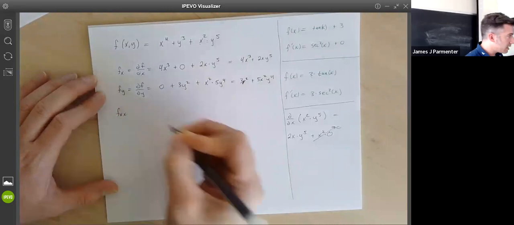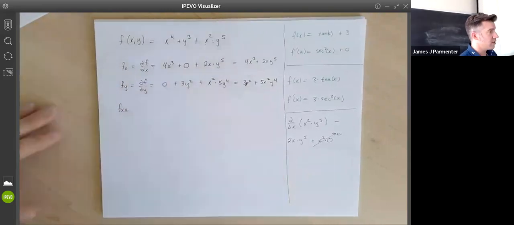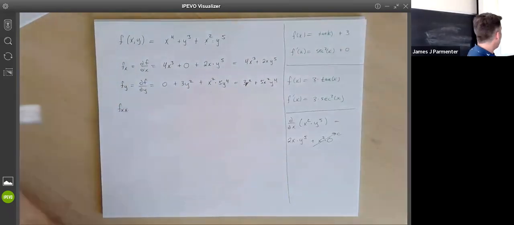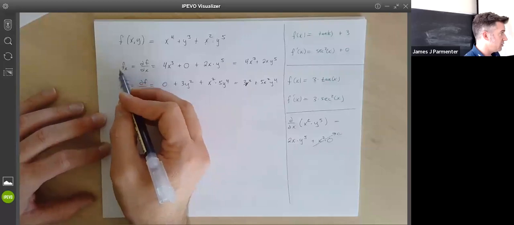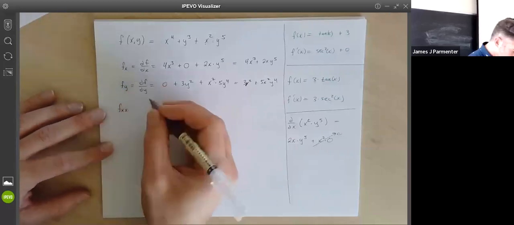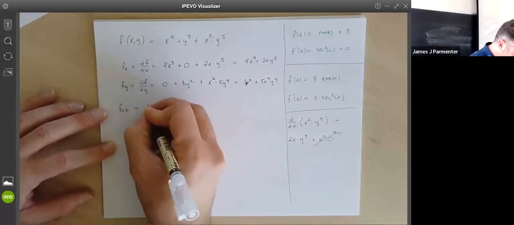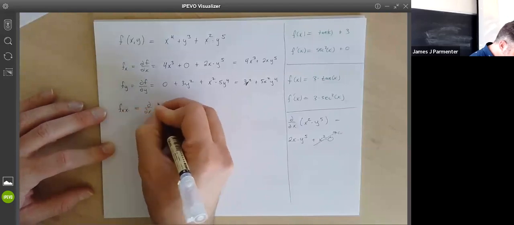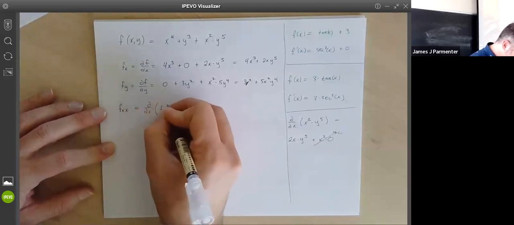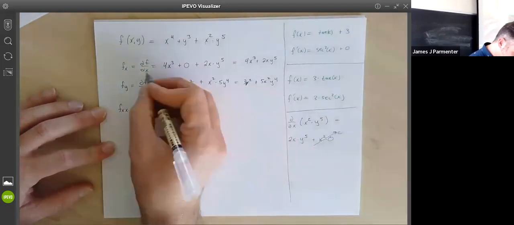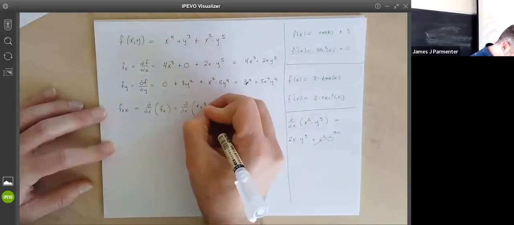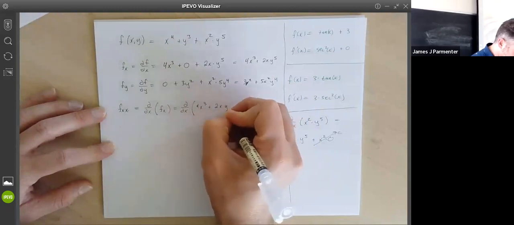So fxx is just the second derivative with respect to x. So we're taking the derivative of the derivative with respect to x again. So basically you're taking your fx and just differentiating with respect to x one more time. You can write it like this if you want. It's del x of fx, which is the derivative with respect to x of our 4x cubed plus 2xy to the fifth.